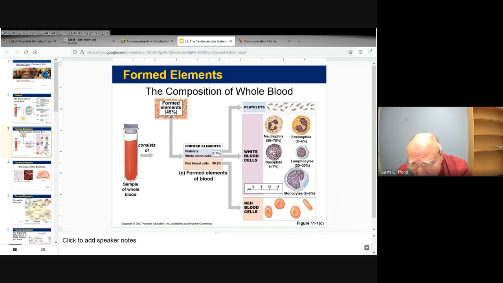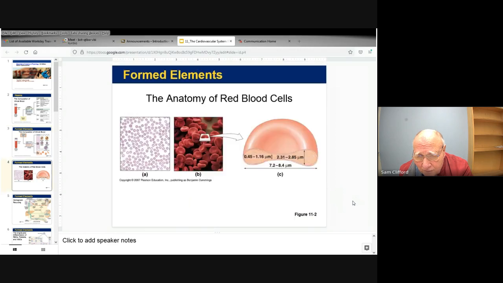So that's the relative size. You can see that red blood cells are about 7 to 8 microns, 10 to the minus 6 meters. The monocytes are a little bit bigger. So let's talk about these individual elements. Red blood cells, about 7.2 to 8.4.